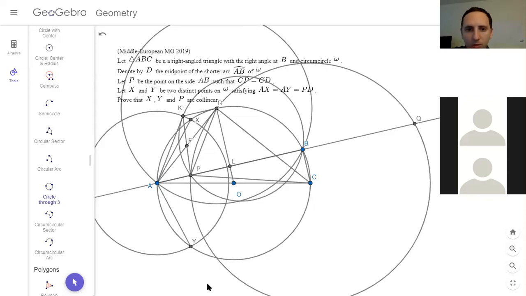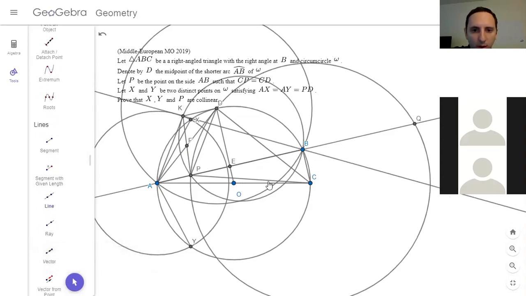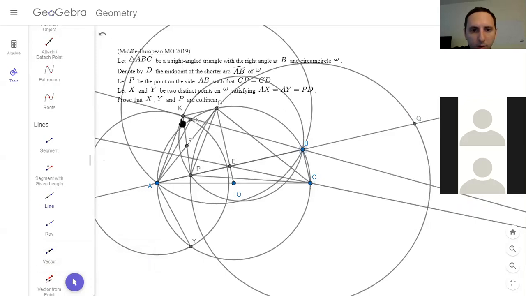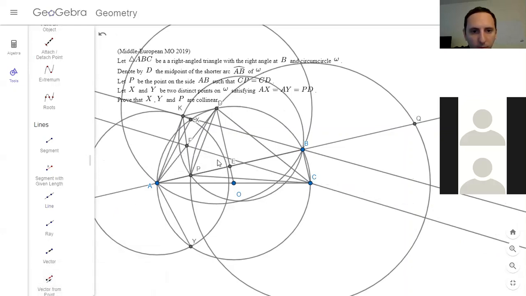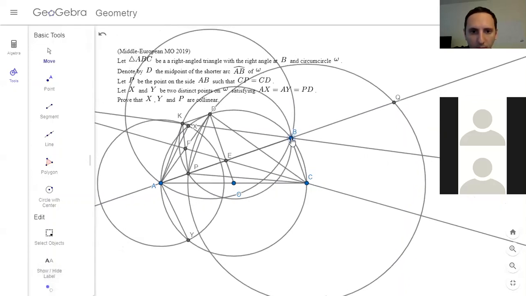Is KB parallel to something? KB, maybe it's parallel to EF. BK parallel to QD maybe. Wait, no, something should be parallel that we can chase down the angle. Maybe it's parallel to CF. CE. CF, mm, the midpoint. That looks like it might be true. Let's see. I'm not sure though, because it looks, no.